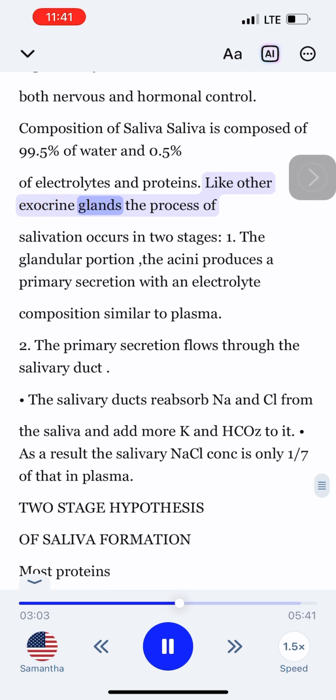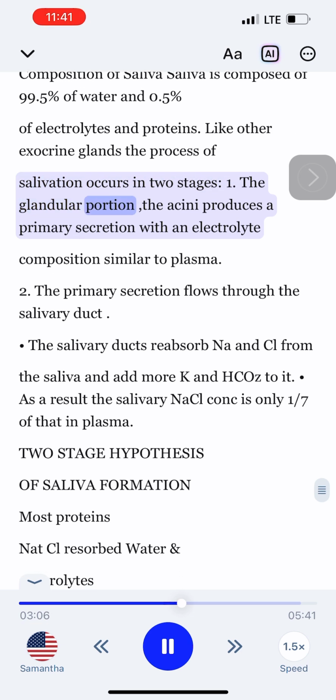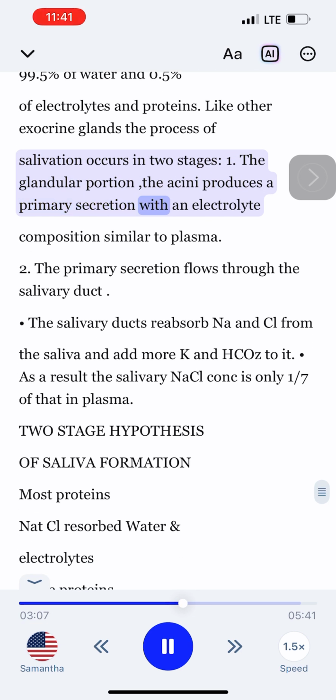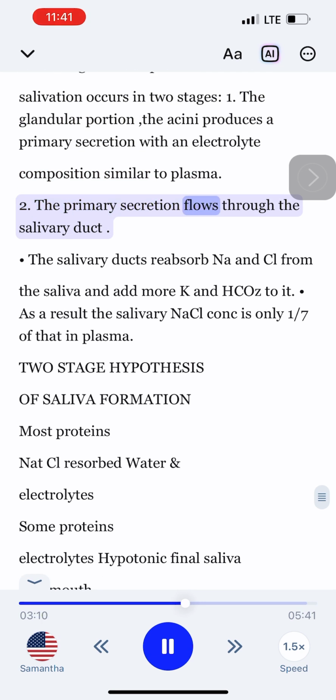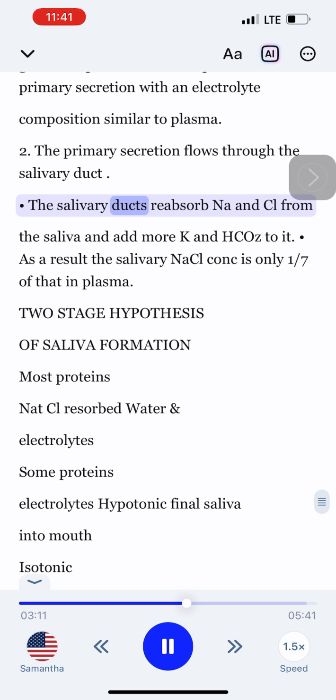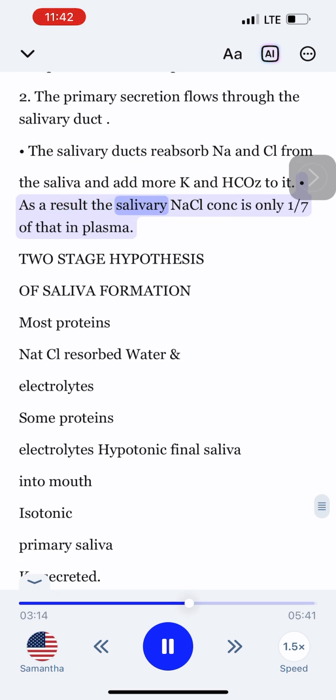Like other exocrine glands, the process of salivation occurs in two stages. 1. The glandular portion: the acini produce a primary secretion with an electrolyte composition similar to plasma. 2. The primary secretion flows through the salivary duct. The salivary ducts reabsorb Na and Cl from the saliva and add more K and HCO3 to it. As a result, the salivary NaCl concentration is only 1/7 of that in plasma.